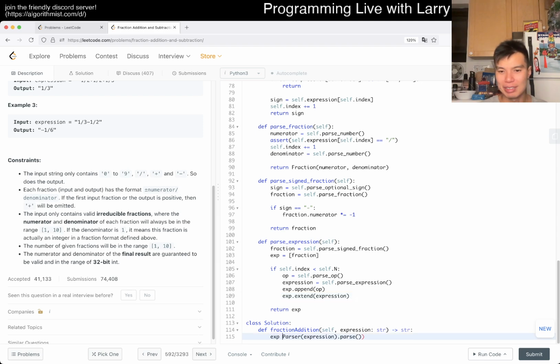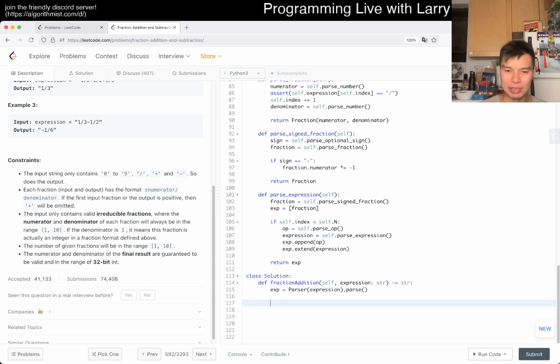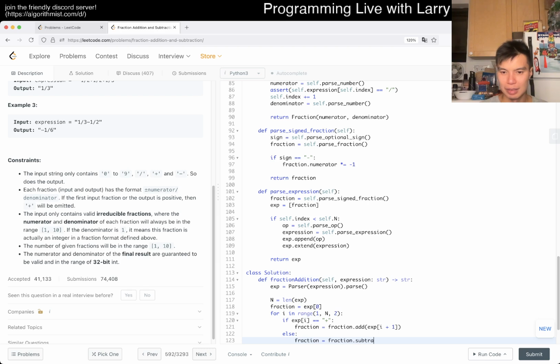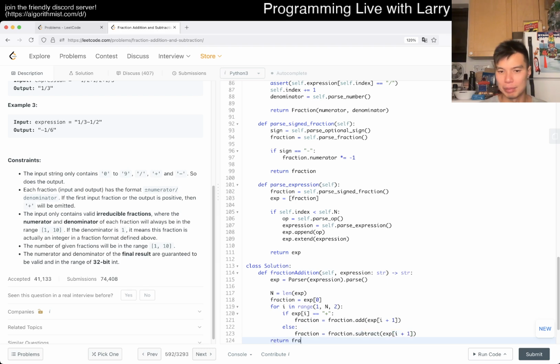So now you have an expression equal to this, and then maybe you could do a while loop: fraction is equal to this, and then n is equal to the length of the expression. Then for i ranging from the first to the n, in multiples of 2, right? So now we have the operations. If exp of i is equal to plus, then fraction dot add exp of i plus 1, something like this. So this would probably also be pretty okay.